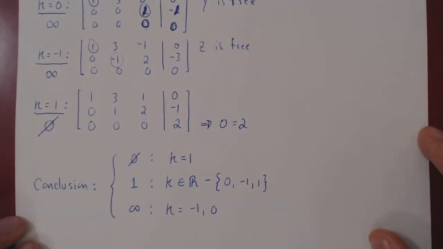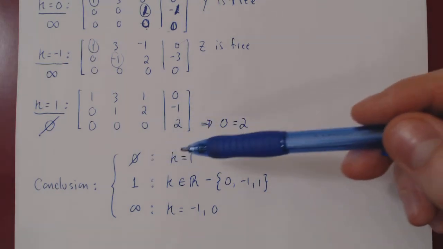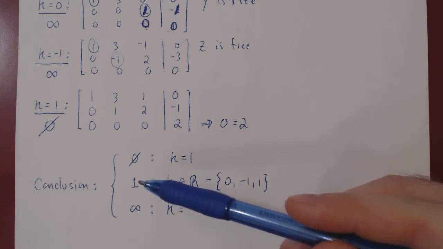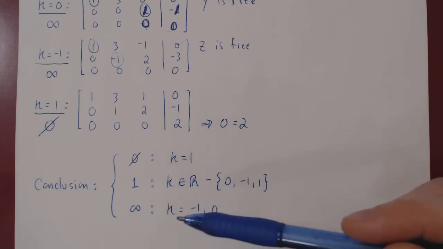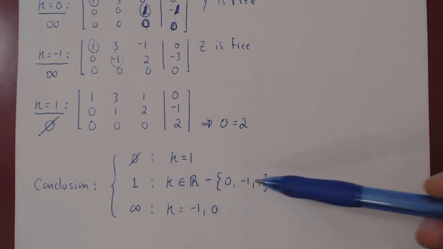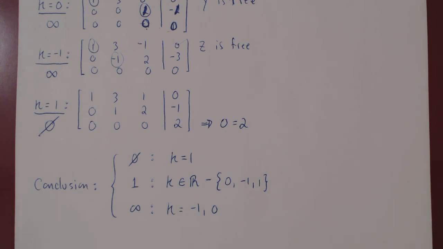And this is our conclusion. So the system has no solution only once when k equals 1. The system has an infinite number of solutions twice when k is -1 or 0. And for every other value of k, the system has a unique solution. And we're done.